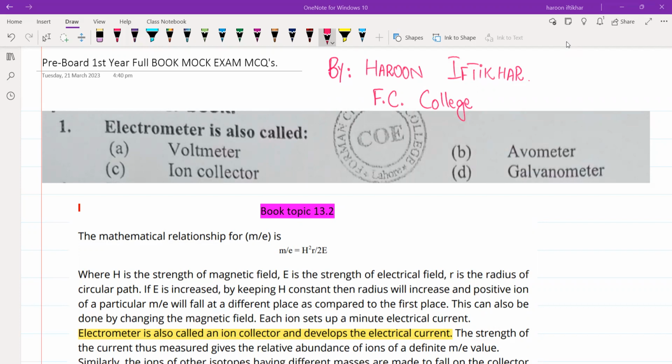So today we are going to discuss the pre-board first year full paper mock exams, and we are going to discuss the MCQs portion first of all. I'll try to discuss all the 17 MCQs here.